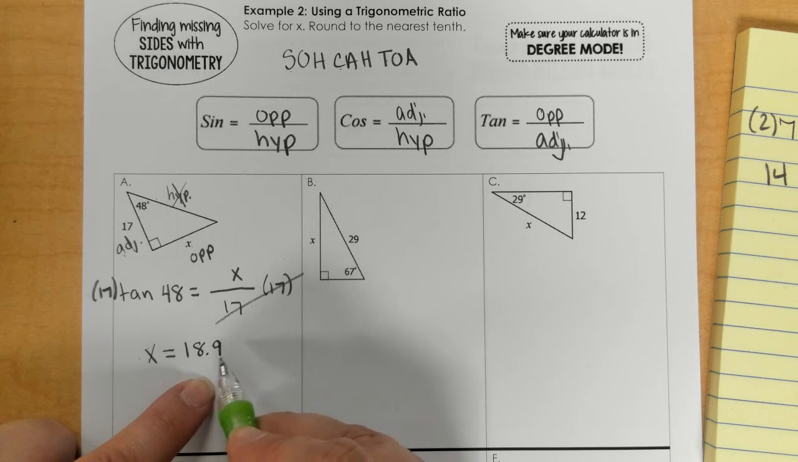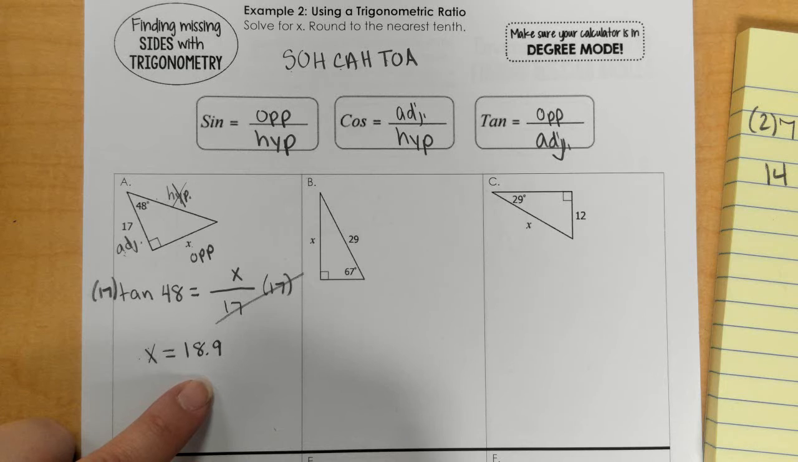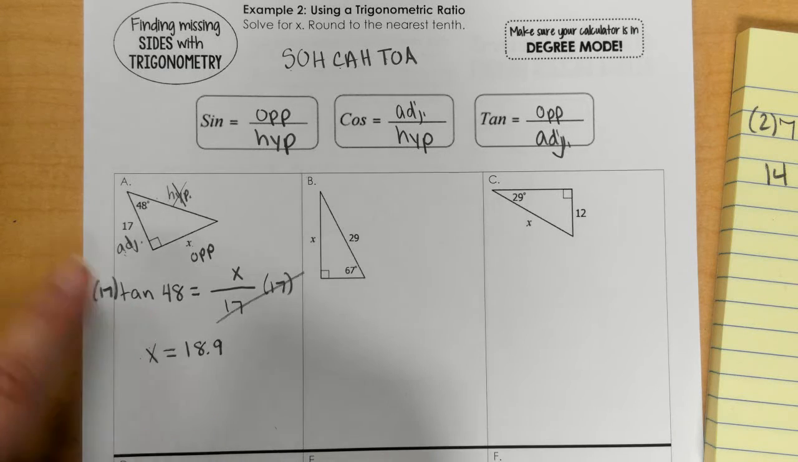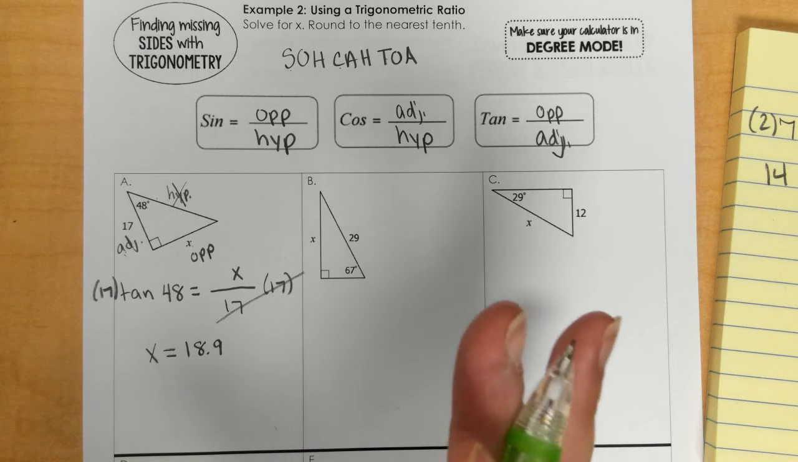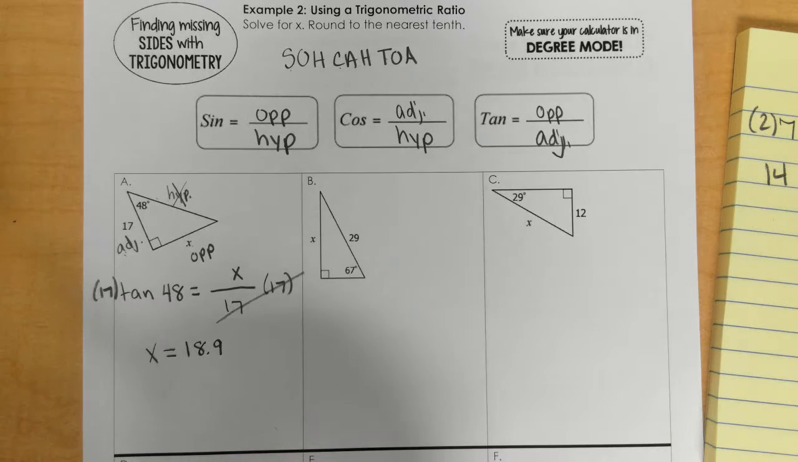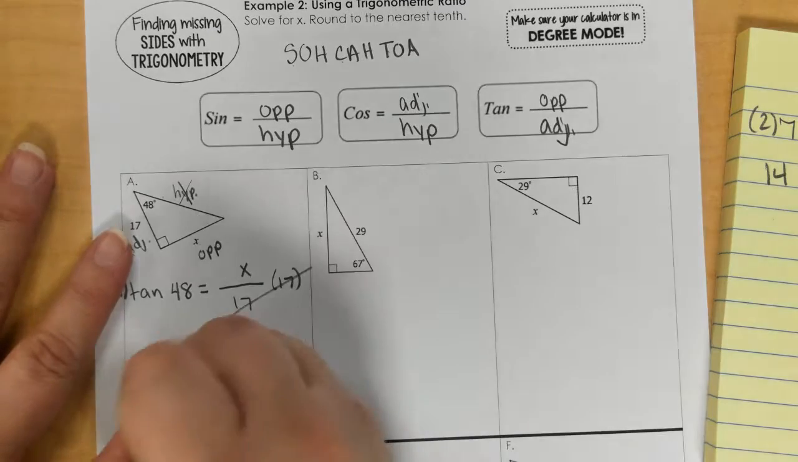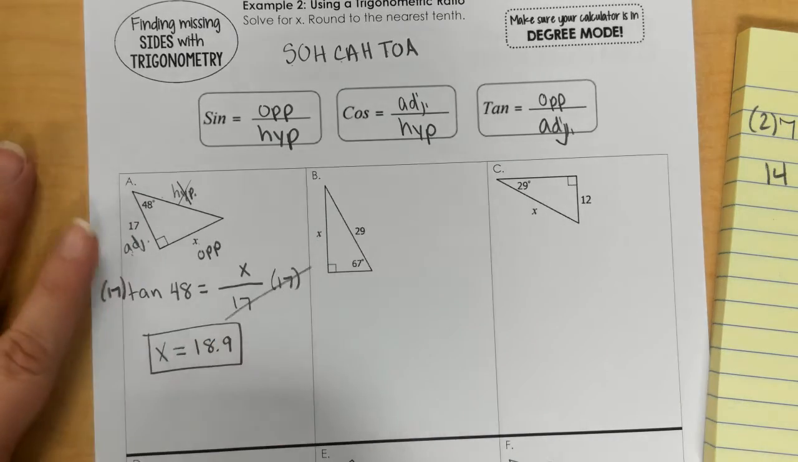And since this is a side length, I'm just going to leave it like this. You could put units here. Okay, that would be fine, but it doesn't actually have any units on this. And right now, I think the biggest part of this is just knowing when to use sine, tangent, cosine, and how to put it into the calculator correctly to get your answer.